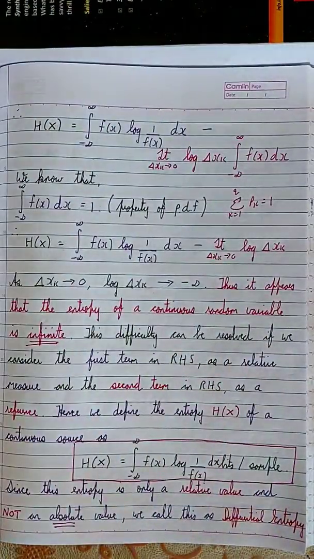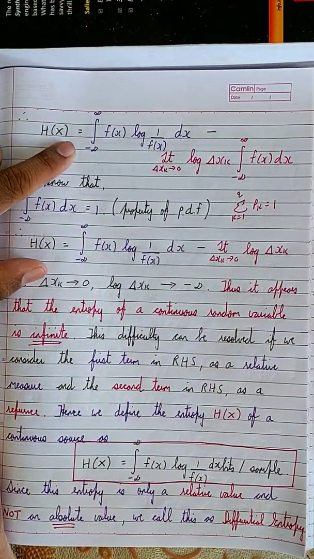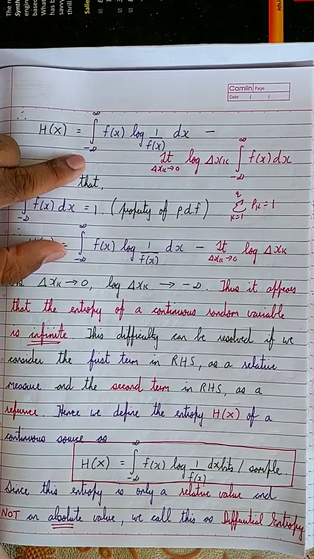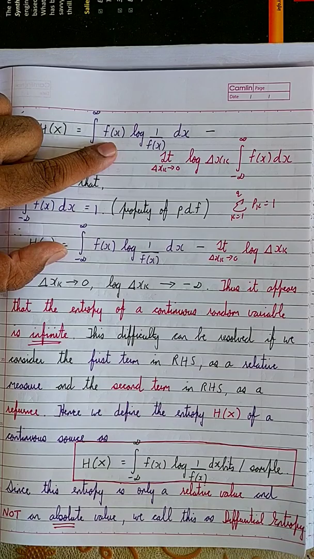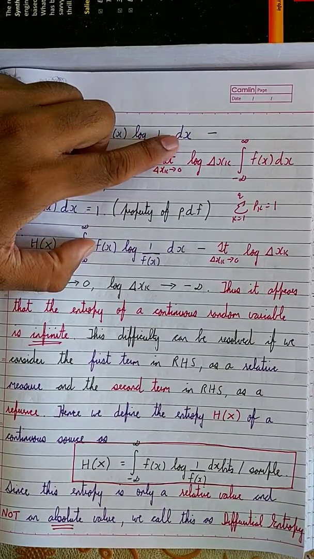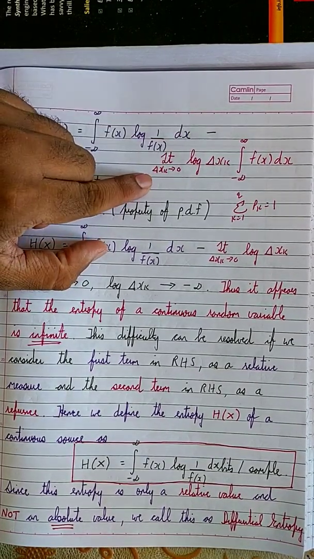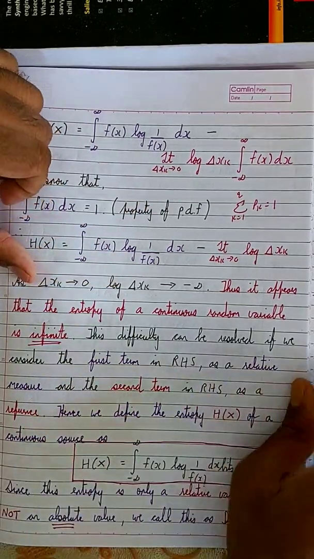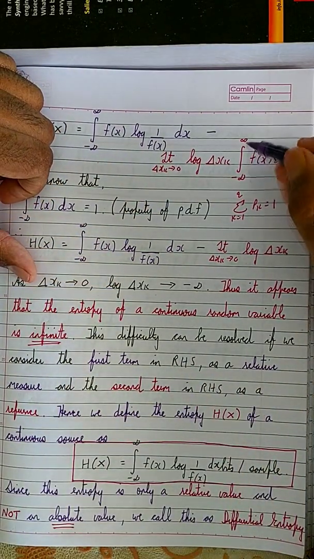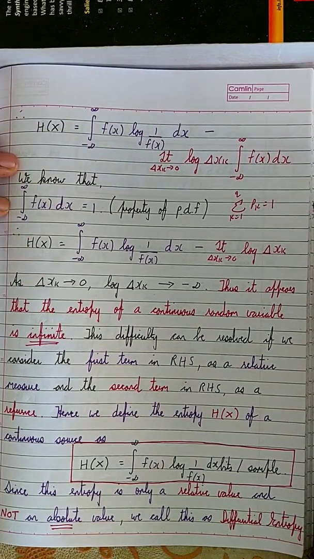Therefore, I will get h of x is equal to, instead of sigma, I have integral from minus infinity to plus infinity f of x log of 1 by f of x dx, minus limit as del x tends to 0 log del xk into integral from minus infinity to plus infinity f of x dx.